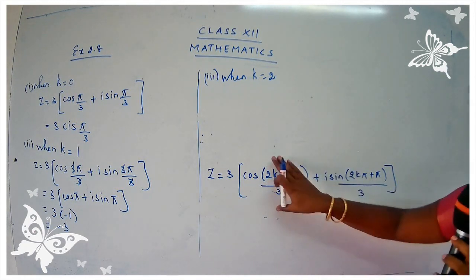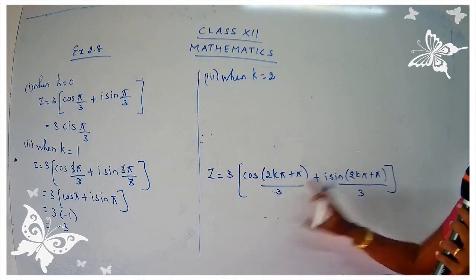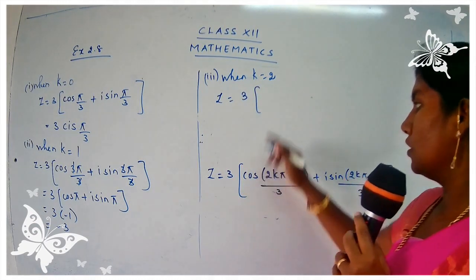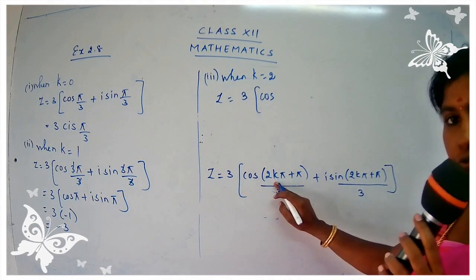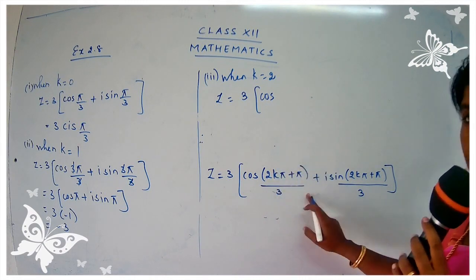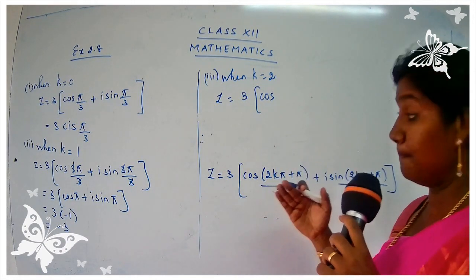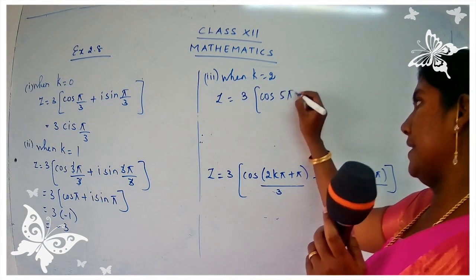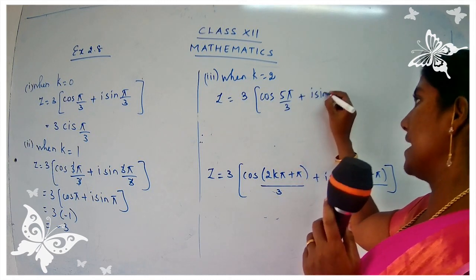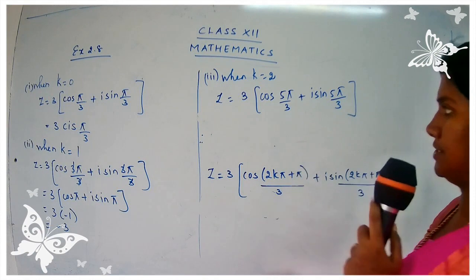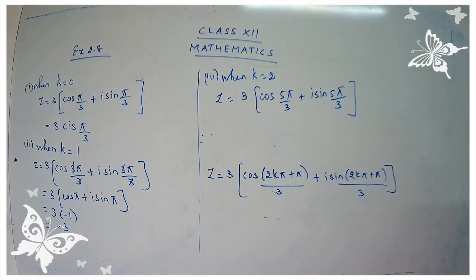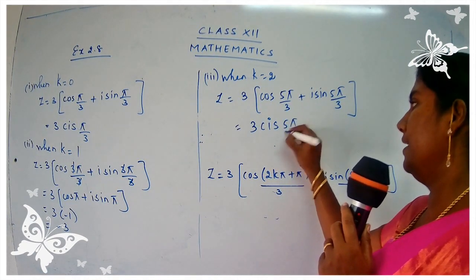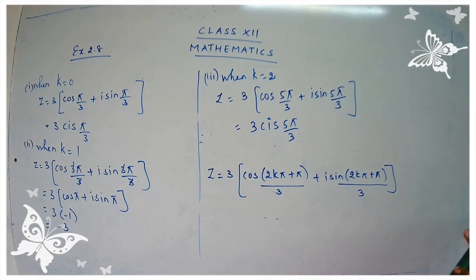Here no need to worry, whatever angles you get over here, you're going to get the same angles because we are dealing with the same angle. So what you get here, z is equal to 3 times cos of 2 into 2, 4, 4 into pi, 4 pi plus pi. So 4 pi plus pi gives you 5 pi by 3 plus i sine 5 pi by 3. Yes. So now we can write down the short form over here. I'll just write down this as 3 cis 5 pi by 3. 3 cis 5 pi by 3.